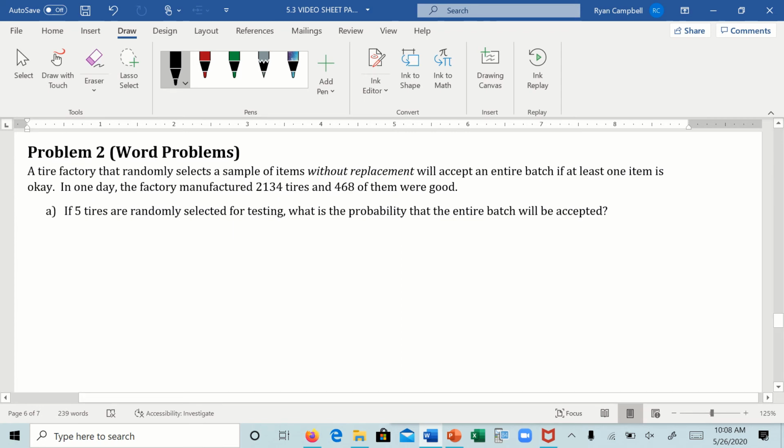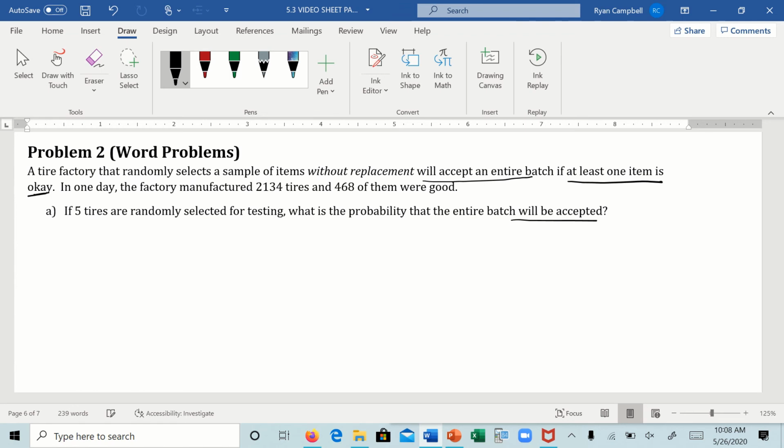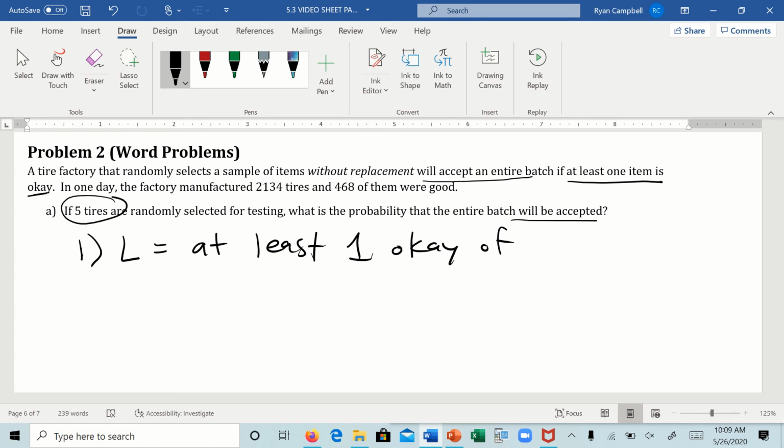So again, you just got to read. We want the probability that the entire batch will be accepted. So when will the entire batch be accepted? It says we will accept the entire batch if at least one item is okay. So we have at least one. So step 1, L: at least one okay of how many tires? So how many are we selecting? So 5 tires are selected.